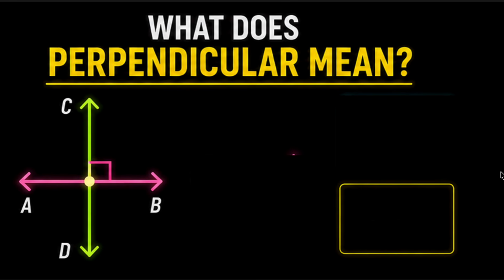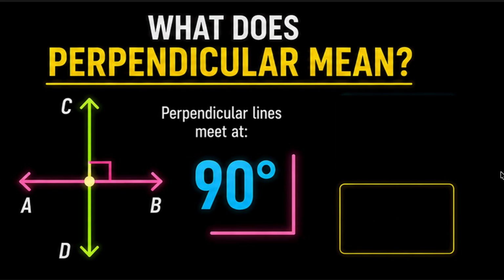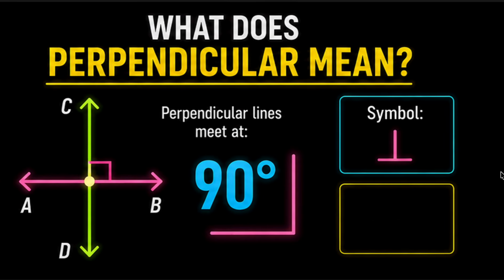So, what does perpendicular mean? Let's recall one word that will be important throughout today's session. Perpendicular lines are lines meeting at 90 degrees. The symbol is this. An example would be that AB or line segment AB is perpendicular to line segment CD. Okay, so that's what perpendicular means.